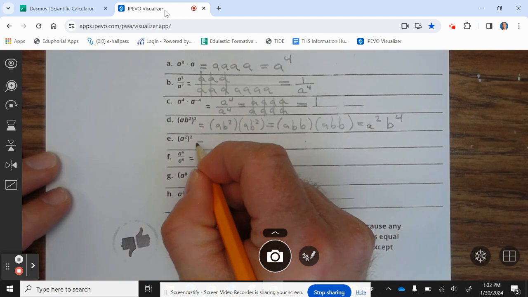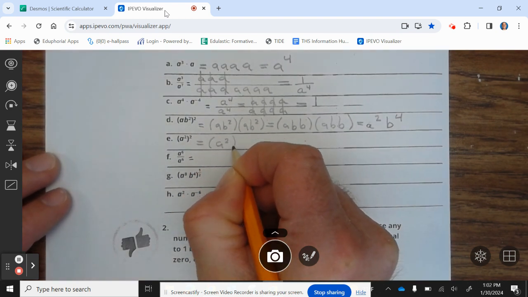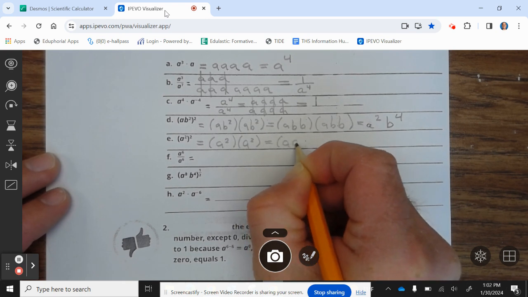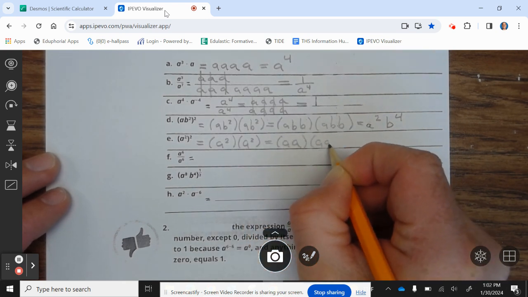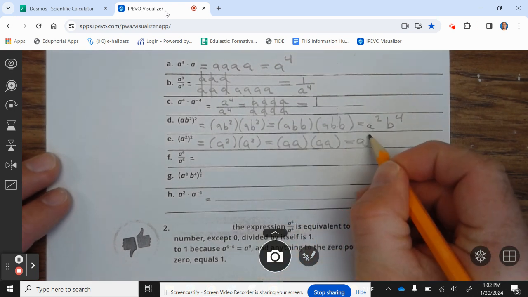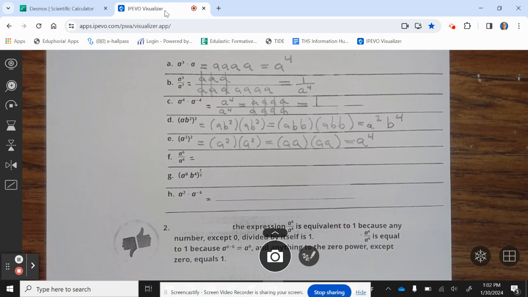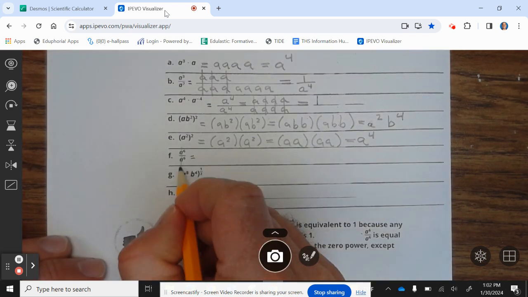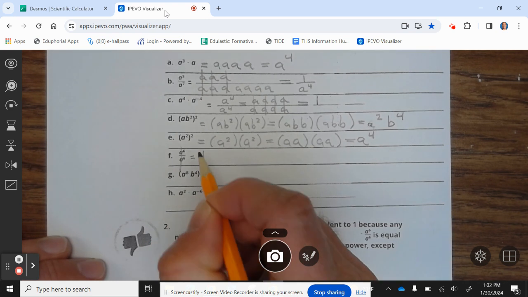So a squared squared is a squared times a squared, which is equal to a times a times a times a, which is 1, 2, 3, 4 a's. So that's a to the fourth. Now, anything divided by itself is 1, so this is equal to 1.